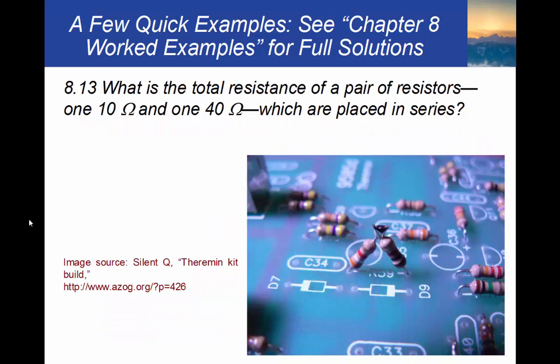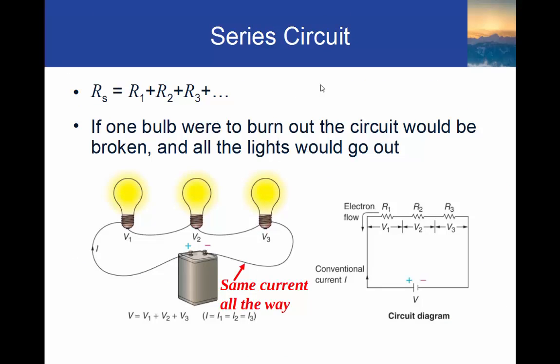Now we are moving on to the part of the chapter in which we talk about circuits in which we combine resistors in series or in parallel. So the question is, what's the total resistance of a pair of resistors which are placed in series if one has 10 ohms and the other has 40 ohms?